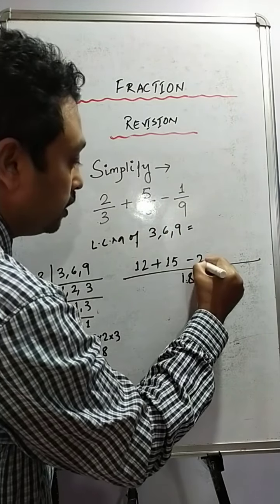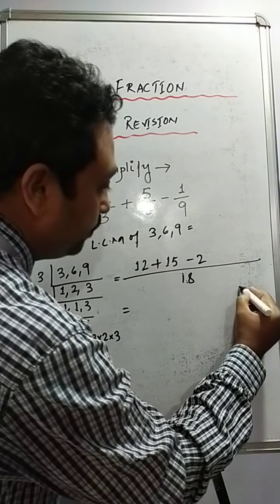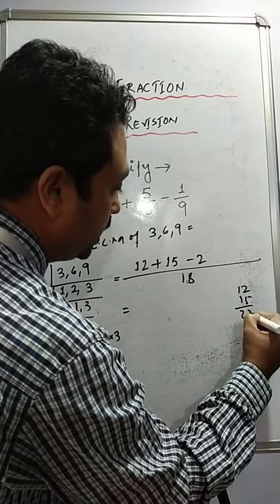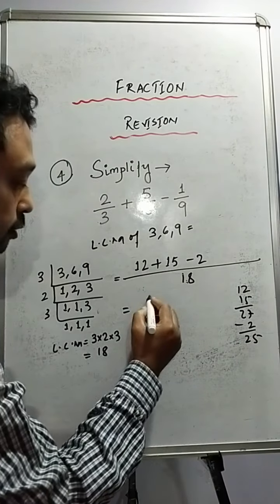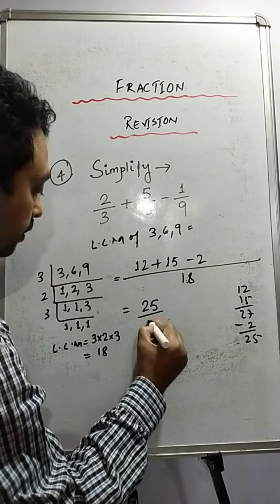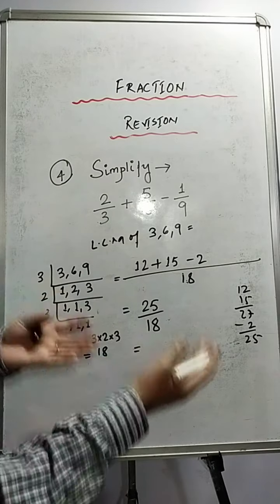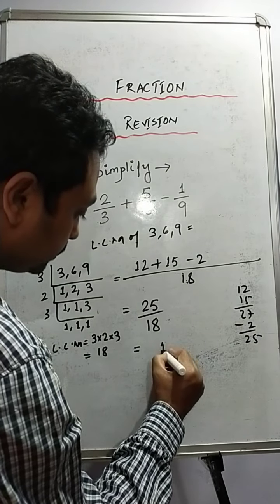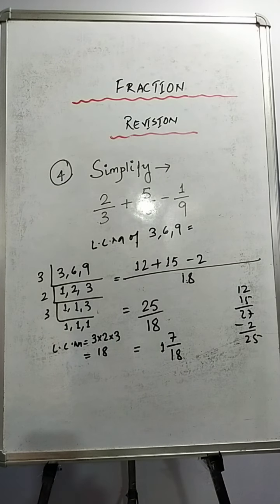2 1s are 2. Okay, now add the first two. 12 plus 15 is 27. And 27 minus 2 is 25, isn't it? So we'll write 25 upon 18. Now change it into the mixed fraction form. So your answer would be 1 7 by 18. Okay, very, very important sum. This will give you 2 marks, students. I hope everyone has understood this question number 4.